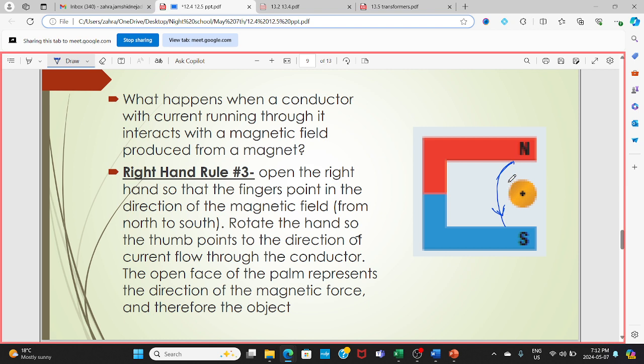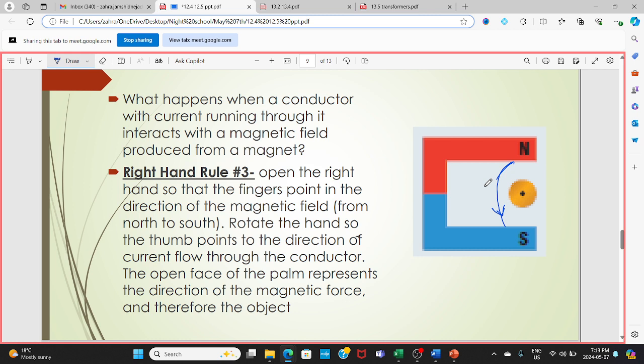So, again, open right hand. So your fingers, so I'm going to do that. My fingers going into the direction of the magnetic field, which is from north to south. Now I need to rotate my hand so my thumb will be in the direction of what? Current. So current is out of the page. I need to rotate it. Now my finger is into my face, like toward my face, because this is out of the page, right?